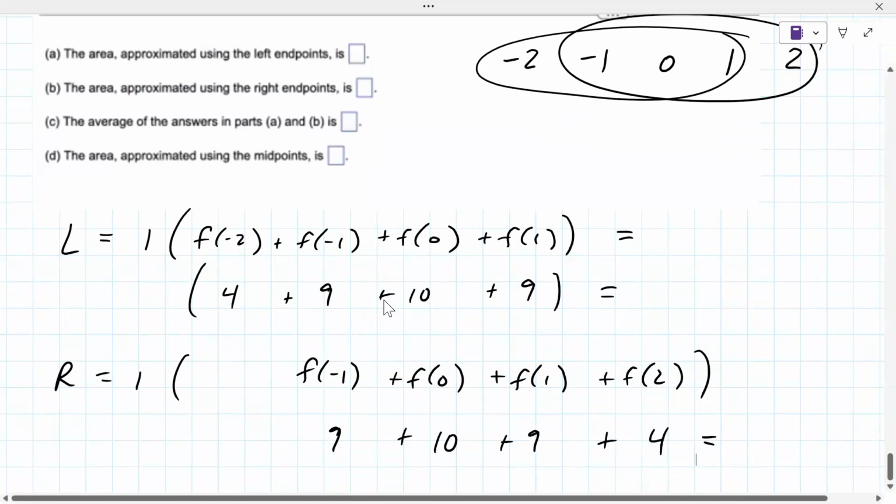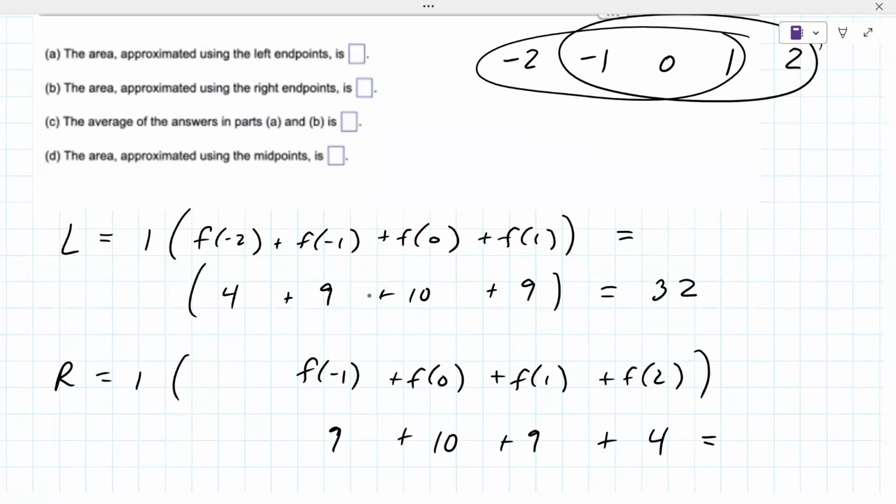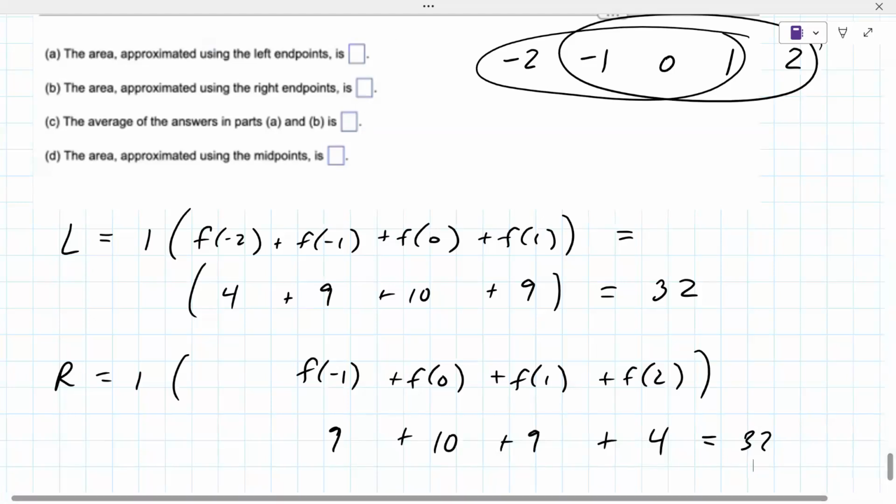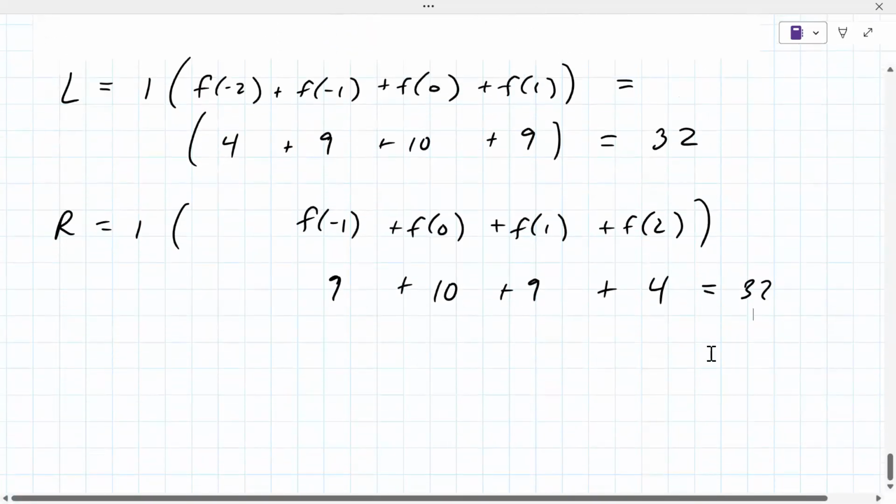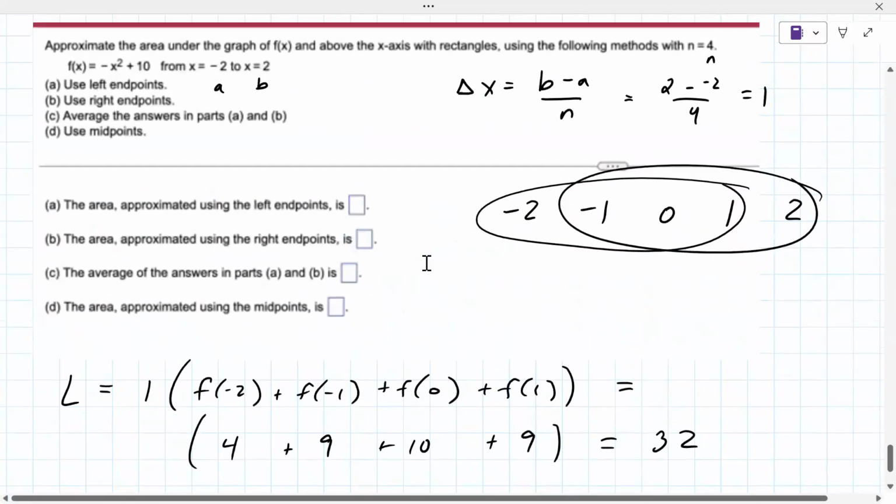So what do we got here? 32. Does that look right to you? Yes. All right. So that's the first two boxes, 32 and 32. The average is 32.